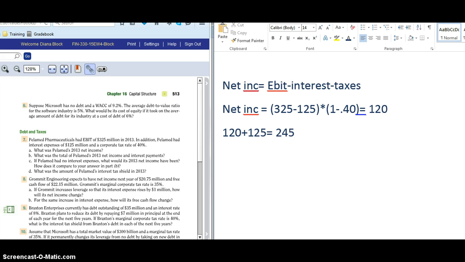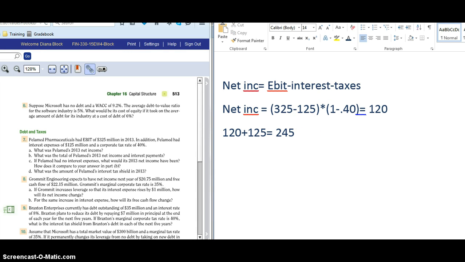So then in Part C, it's asking, what if we hadn't had any interest expenses? Then what would have been our net income? And how does that compare to what we got in Part B? So if we had not had any interest payments, we would have paid taxes on this entire 325 million EBIT.